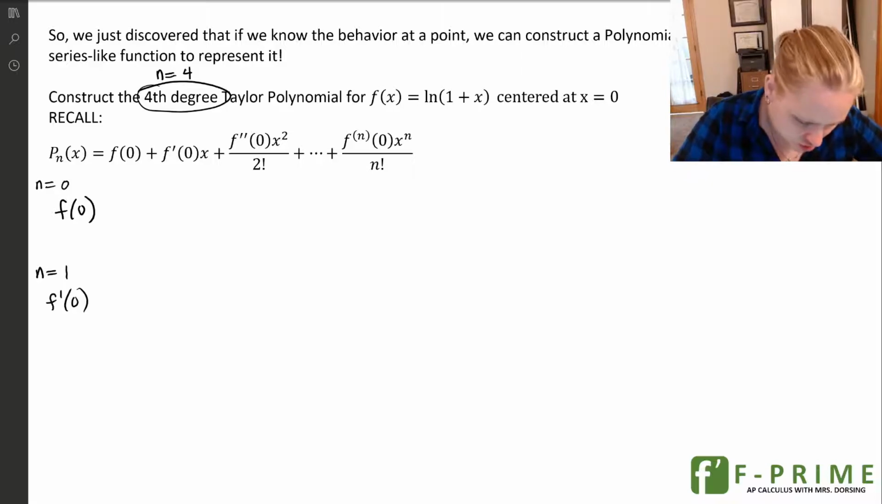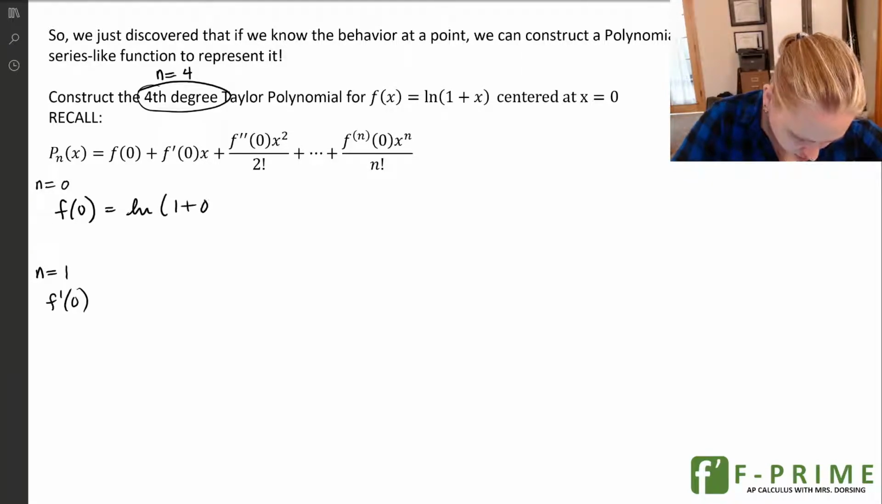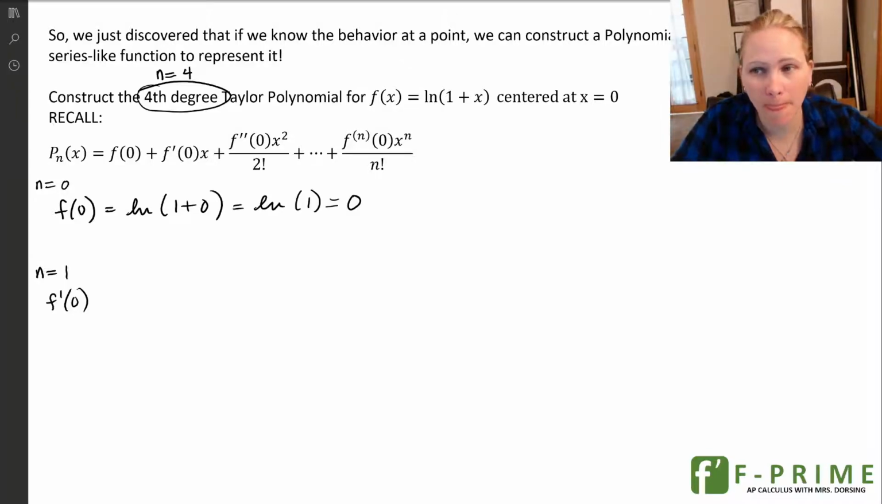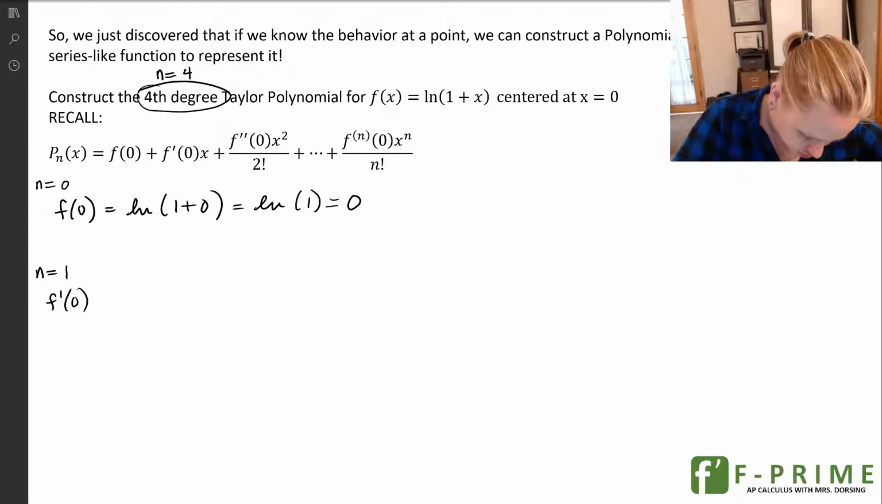So let's do a couple easy things. f of 0 is the natural log of 1 plus 0. That's the natural log of 1. That's 0. That's easy. f of 0 is 0. Now let's find our first derivative.